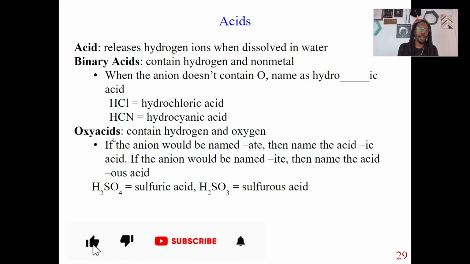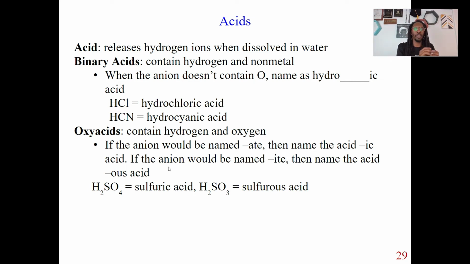Oxy acids are basically hydrogen and oxygen. So let's talk about it. If the anion would be named ATE, y'all remember, y'all have to remember polyatomic ions. That's not going away in nomenclature. If the anion will be named ATE, that means it has more oxygens. If it has more oxygens, then you change that ending to IC acid. That's what we're doing here.